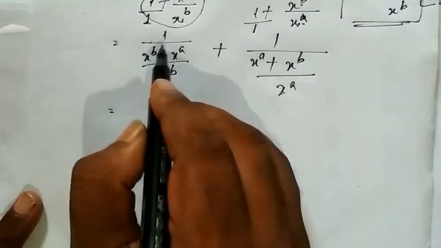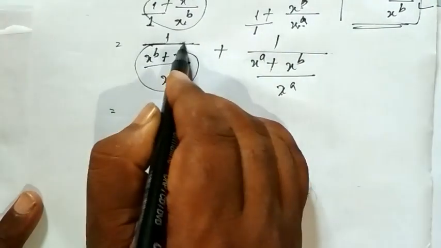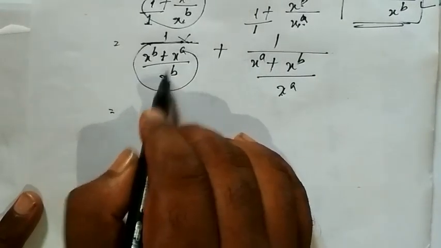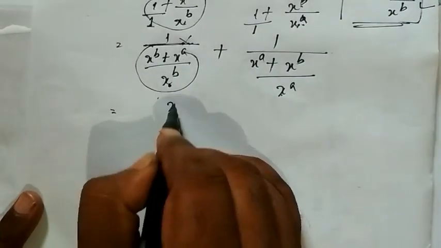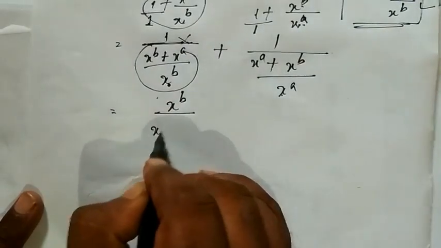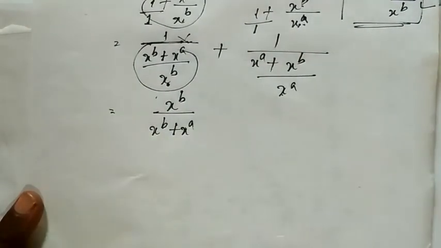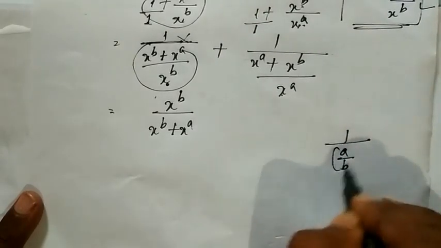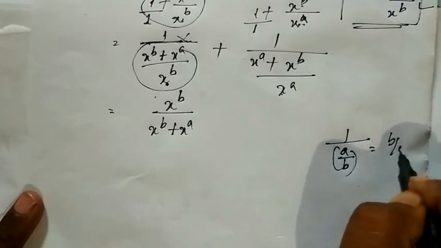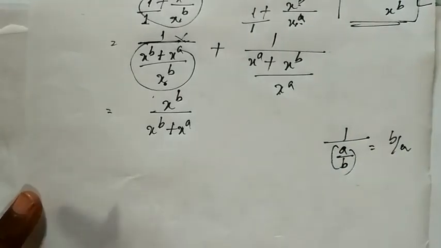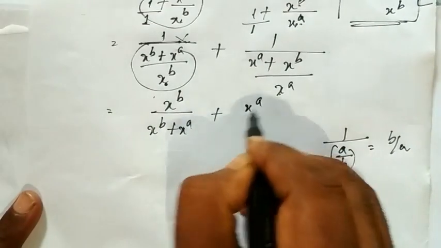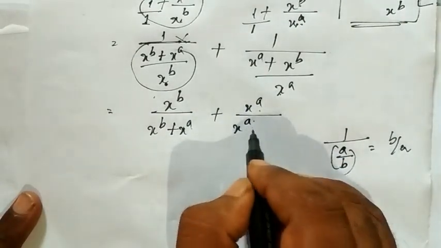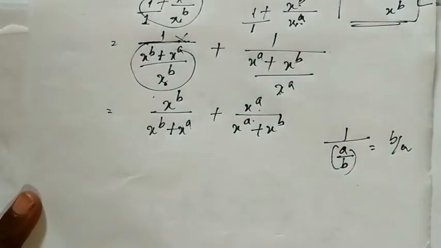Again, this part, if you make this division, then in the denominator it will be the reciprocal. So you can write this one as x to the power of b divided by x to the power of b plus x to the power of a, because you know that 1 upon a by b is equal to b by a. Similarly, you can write this one as x to the power of a divided by x to the power of a plus x to the power of b.